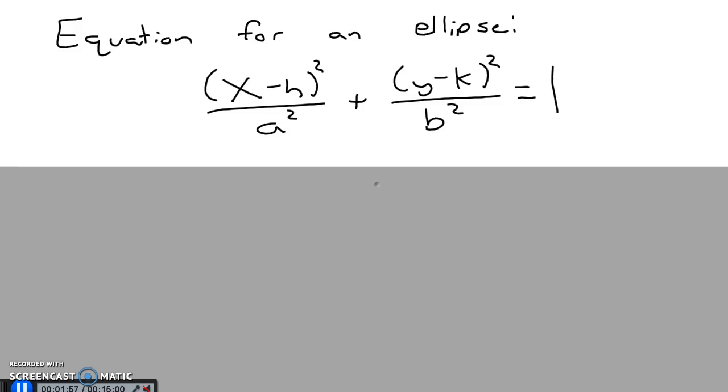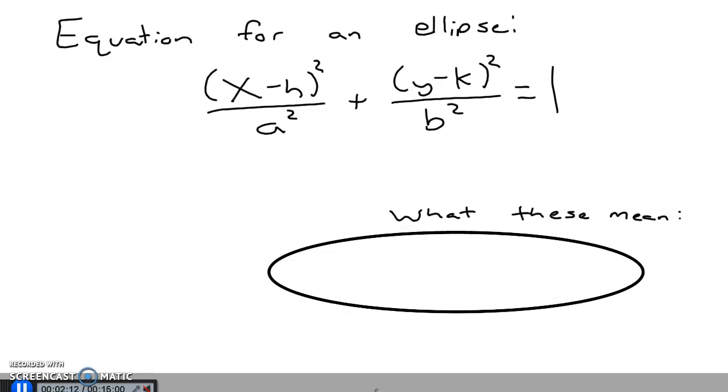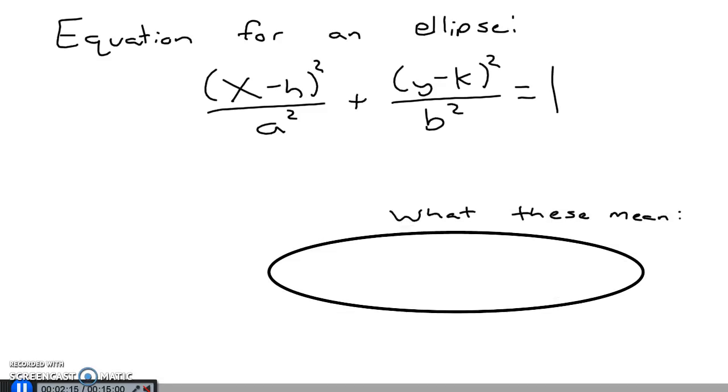The equation we have for an ellipse is (x minus h) squared over a squared plus (y minus k) squared over b squared equals 1. And it's important to know what each of those things mean. The x minus h and the y minus k is very much like the circle. So (h, k) is the center.